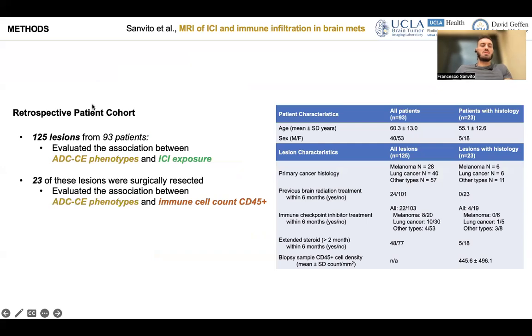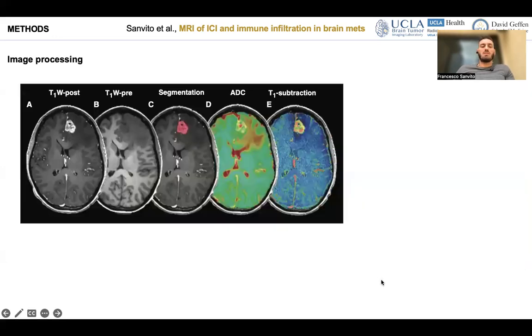So we went back and looked at 125 lesions from 93 patients, and we saw whether their diffusion and contrast enhancement phenotypes correlated with whether they were exposed to immunotherapy or not. And on a subset of these, 23, we also had tissue from surgery, and we correlated with the presence of immune cell infiltration, CD45, within the tissue.